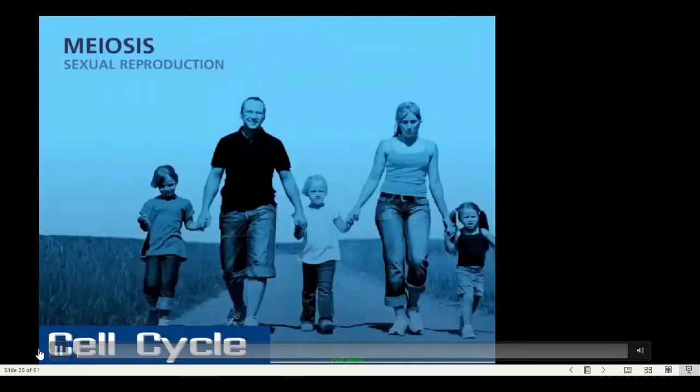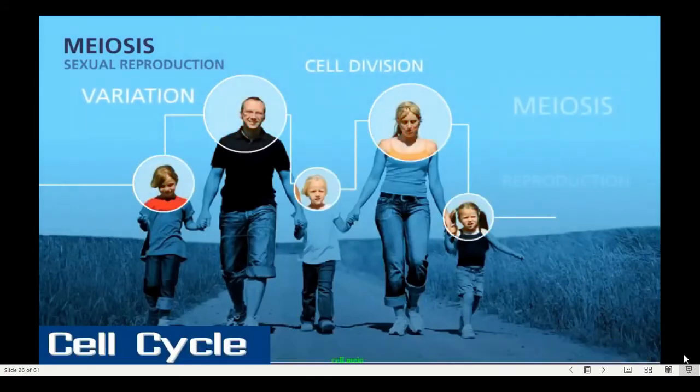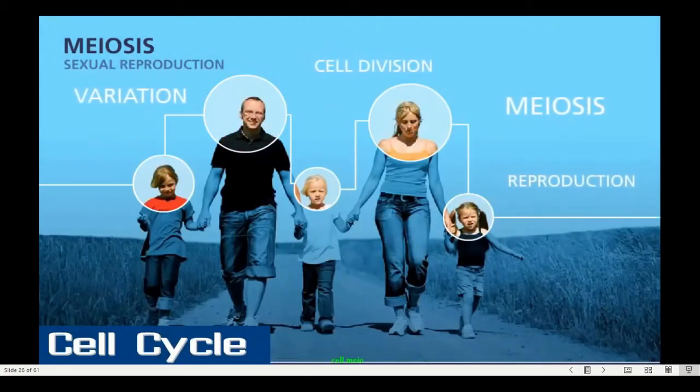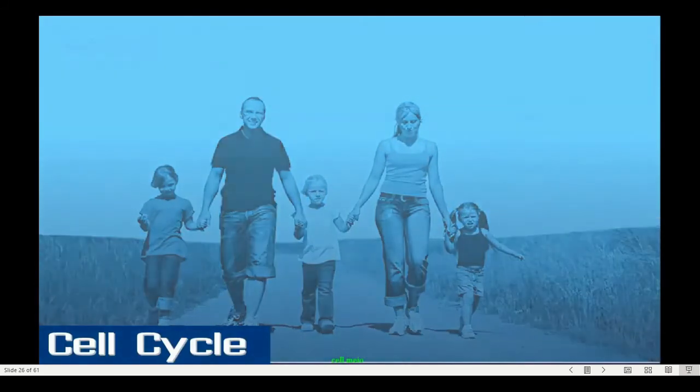Next naman. Okay, let's watch this. Have you ever wondered why children do not look exactly like their parents? Or why some siblings look so different from each other? The answer lies in the process of meiosis, which generates the gametes for reproduction.